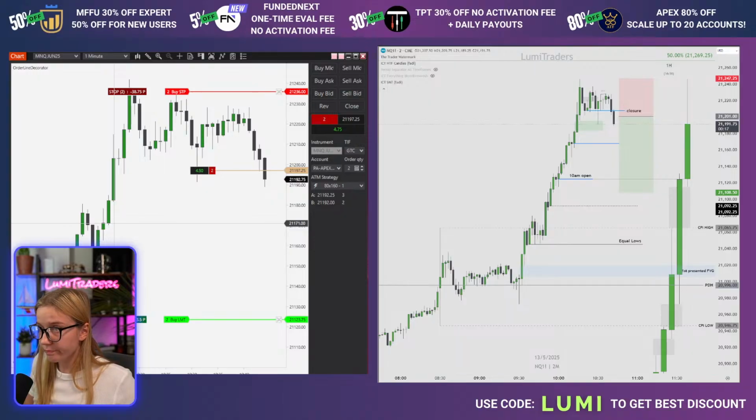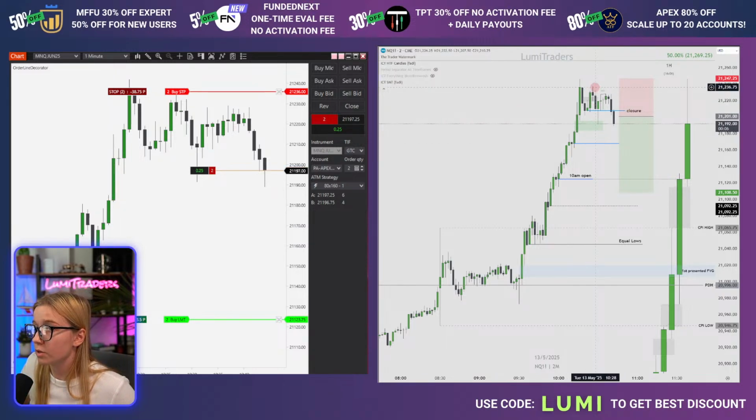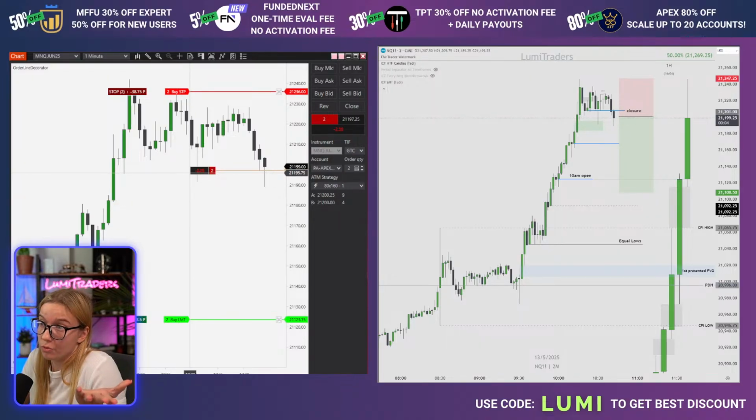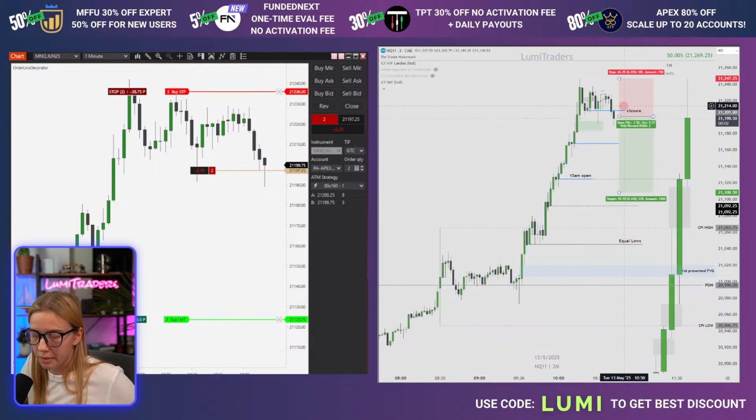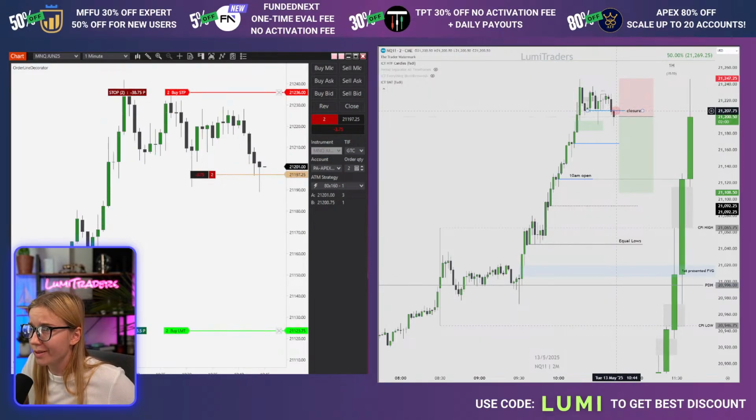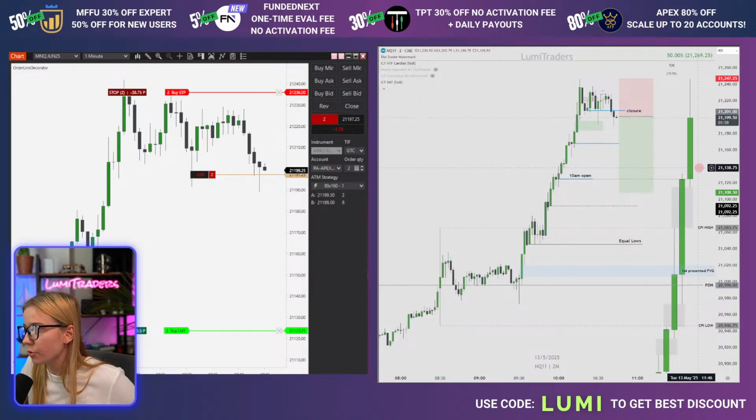Let's see how it goes. How it goes. Stop loss above order block right here. How it goes, we will see. Trying to follow the plan. We got minor closure, so valid conditions for this trade. Forward testing the model that I backtested yesterday.